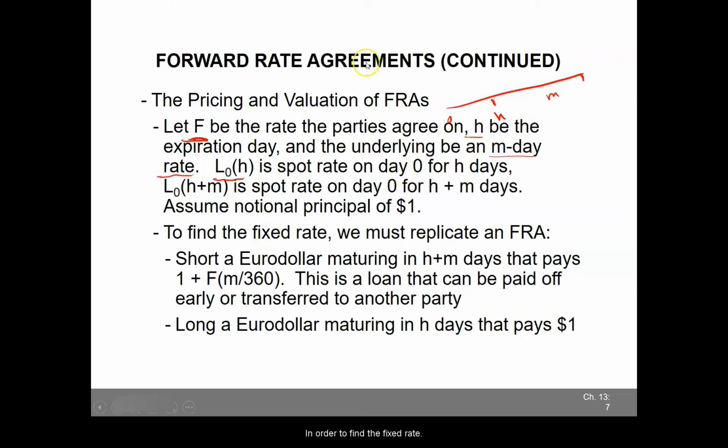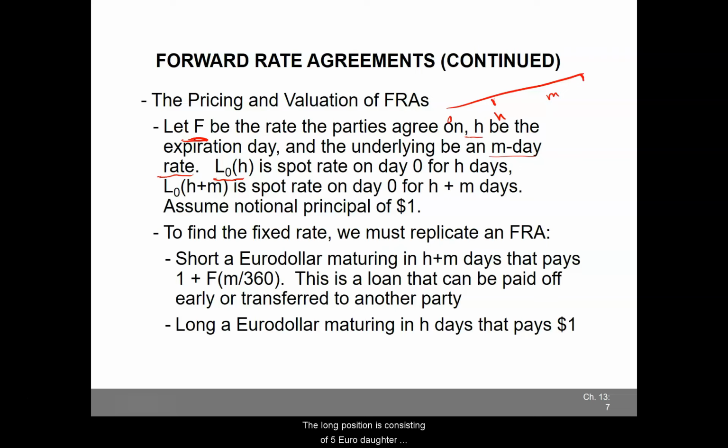In order to find the fixed rate F, we must replicate an FRA. So we short a euro dollar maturing in H plus M days. Remember, H in our previous case was 30 days and M was 90, so we are talking about 120 days. At maturity, this short euro dollar will require a payment of 1 plus the fixed rate for M days in a 360 day year. This is a loan that can be paid off early or transferred to another party, so there is some flexibility in it.